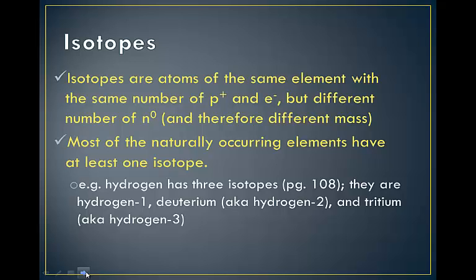Most of the naturally occurring elements have at least one isotope, and in fact lots of them have more than one. That's why when you look at the periodic table, they don't have nice round whole numbers for their mass numbers. When we look at hydrogen, hydrogen actually has 3 isotopes. Hydrogen 1, the 1 behind it meaning its mass number. Hydrogen 2, again the 2 representing its mass number, and it has a more common name of deuterium. And hydrogen 3, having a mass number of 3, but again having a common name of tritium.